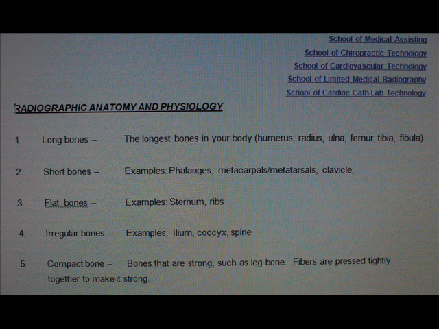We have long bones. If you look at the picture in your atlas, you can visually see that these are the longest bones in the body. Some examples are the humerus, which is your upper arm, radius and ulna, which are your lower arm bones, your femur, which is your thigh bone, your tibia and fibula, which are your lower leg bones.